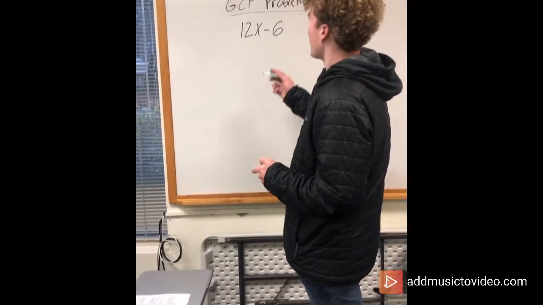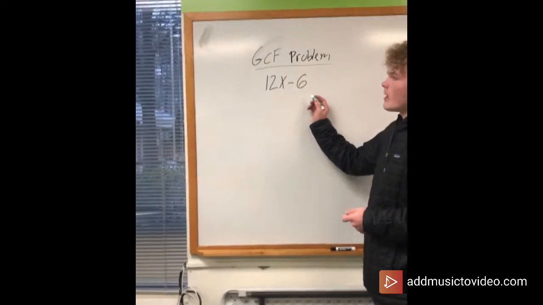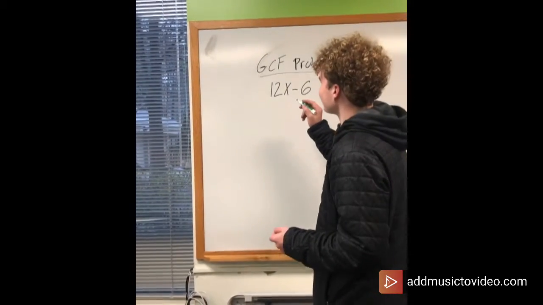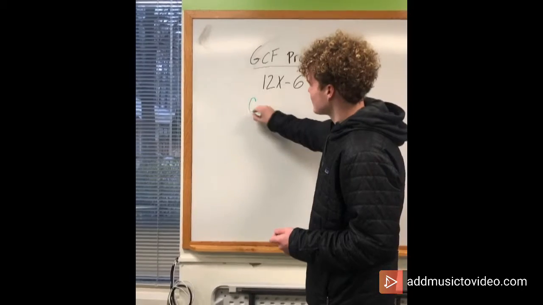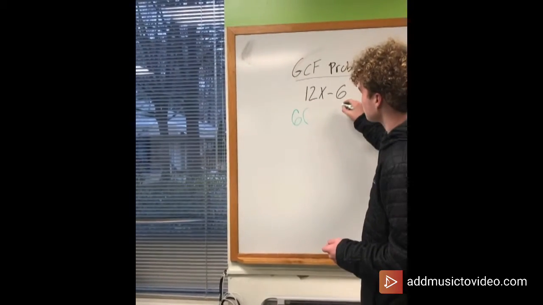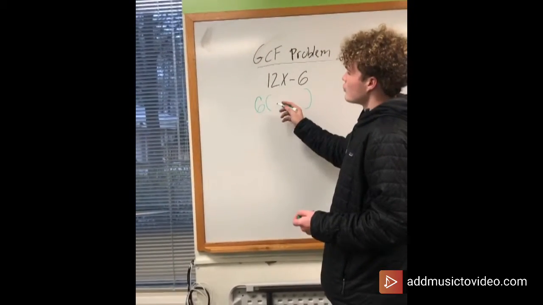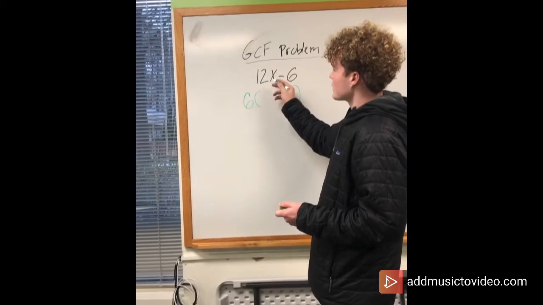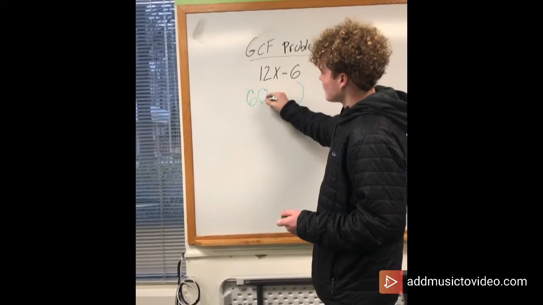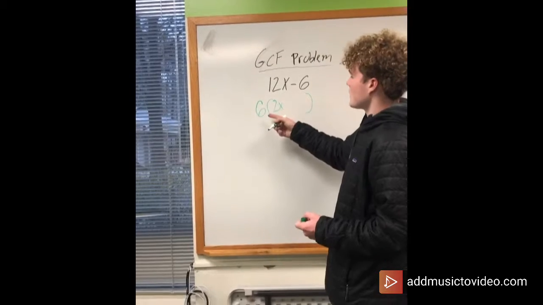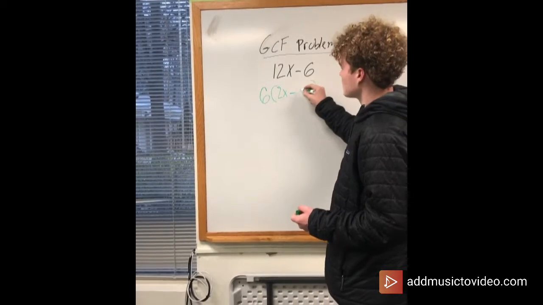So here I'm doing a GCF problem, and to solve these, you take out the GCF, which would be 6. So you put it out here, and then you get the parentheses, and then you do what times 6 equals 12x, so that would be 2x, and what times 6 gives you 6, that would be minus 1.